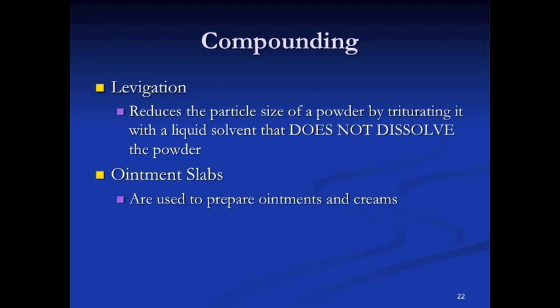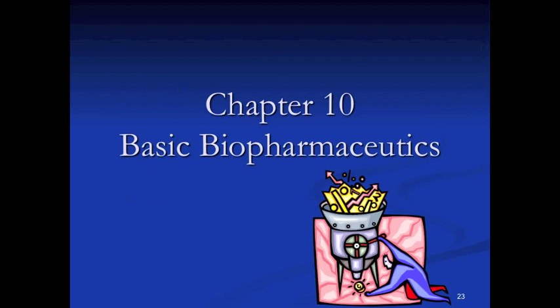Levigation is the technique used to reduce the particle size of a powder by triturating it with a solvent that does not dissolve the powder. Ointment slabs are porcelain or ground glass plates. They provide a hard, non-absorbable surface for mixing compounds.